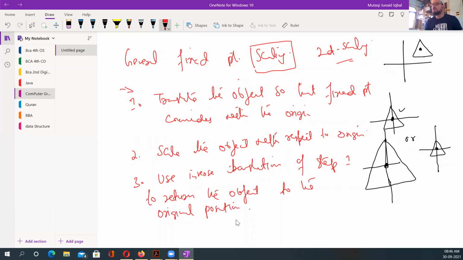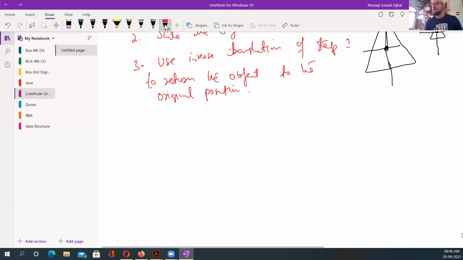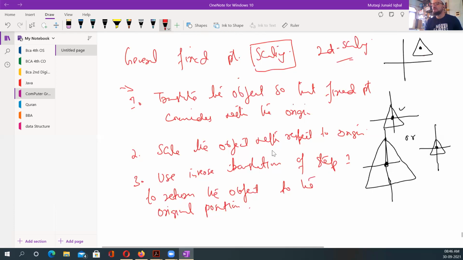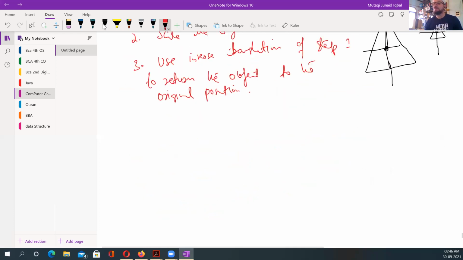So that means we are trying to get it back exactly where it was. It was here, so we'll get it back here. That means we are going to do it like this.